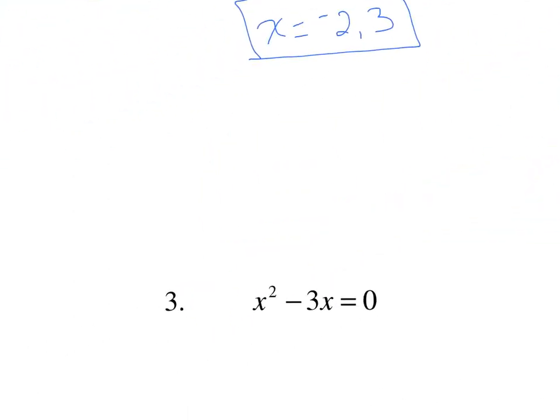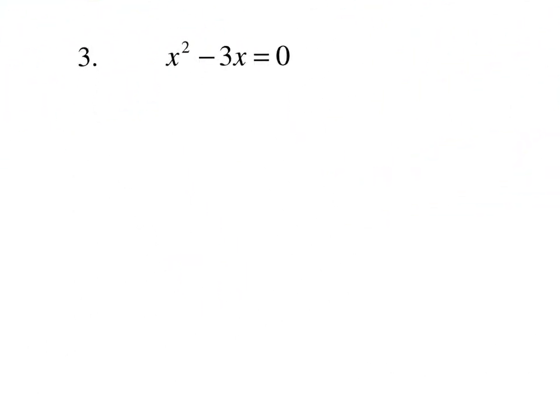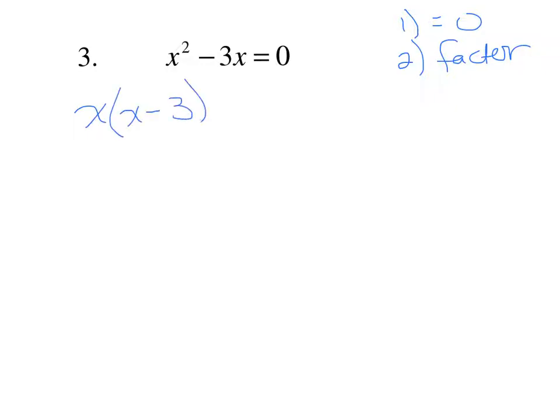On number 3, step 1, make sure your equation equals 0, and this one does. Step 2, factor. Well, this side of the equation is not factored, so that's the first thing we need to do. So you're going to have to go through your whole factoring list while you're doing this factoring, and the first thing you look for is a GCF, which we have here, a GCF of x. And then we factor that out.